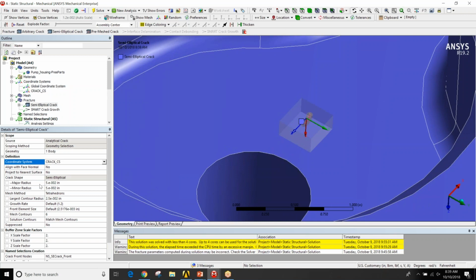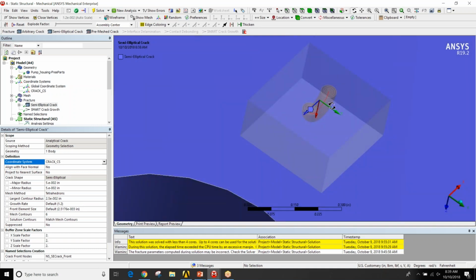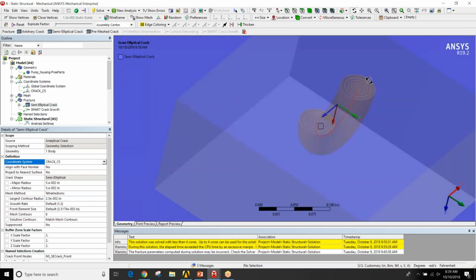Then you can specify a major radius or a minor radius. In this case, we are doing a semi-elliptical crack. For a semi-elliptical crack, you can specify a major radius, a minor radius, and then you can specify the largest contour radius. What is the contour radius? It really specifies the contour radius right at the crack front.